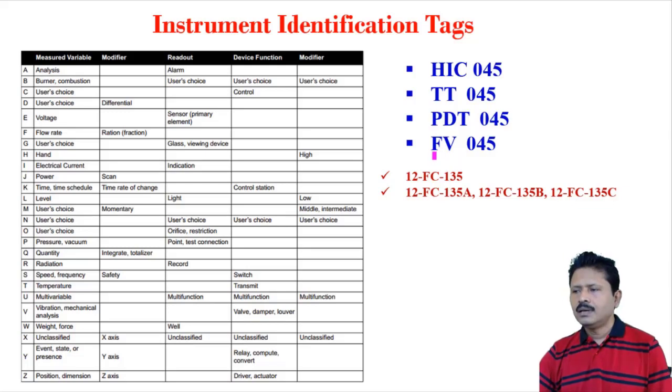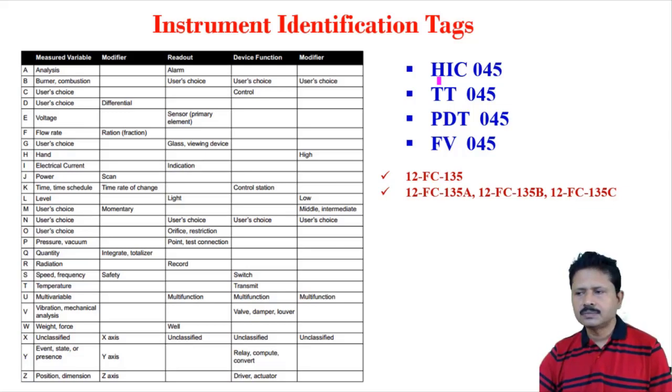FV. While F is placed in first position, it indicates the flow, and V, in fourth position, indicates the valve, so this is flow valve. So in this way, following this structure, all the tag numbers have a particular meaning, depending on whether it is a transmitter, whether it is acting as indicator, whether it is acting as controller, or a combination of those.